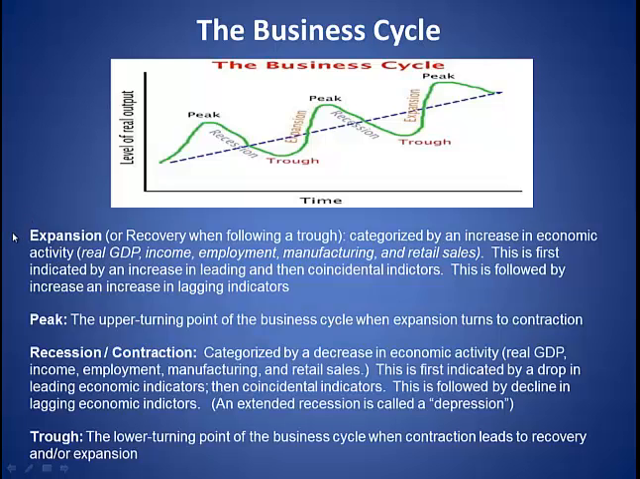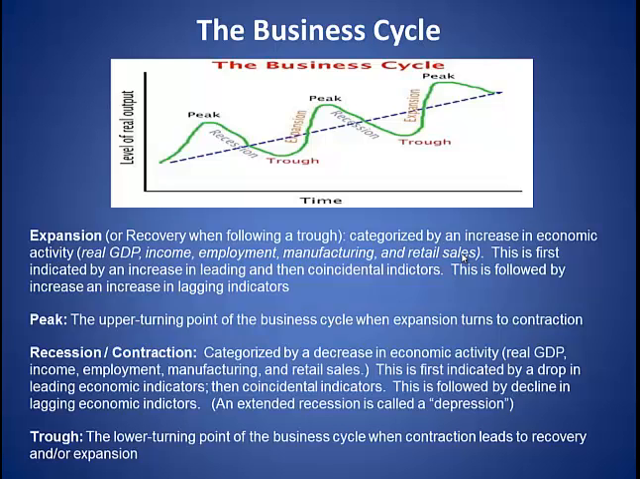Now, let's just briefly explain each of these cycles. First of all, expansion, which is also called a recovery when it's coming out of the trough. It's categorized by an increase in economic activity. That means real GDP is increasing, income is increasing, employment is increasing, and manufacturing and retail sales are also increasing. Now, how do we know that these items are actually increasing? We do this through what we call economic indicators. And there are three major types of economic indicators.